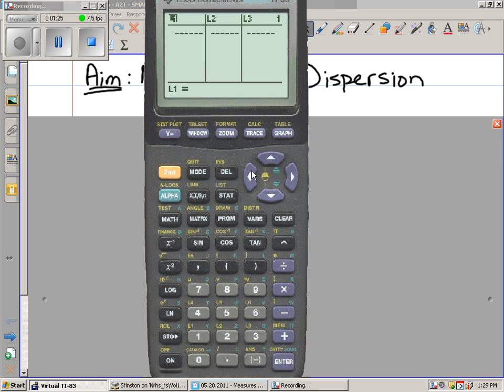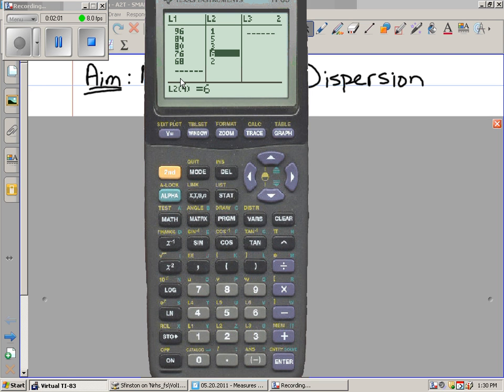Is everybody there? Good. What I want you to do is enter the scores into L1 and their frequencies into L2. So 96, 84, 80, 76, 68. Then you push the right button, and we're going to enter their frequencies. And we've got to talk about what this means. Back. Now let's talk about what this means.